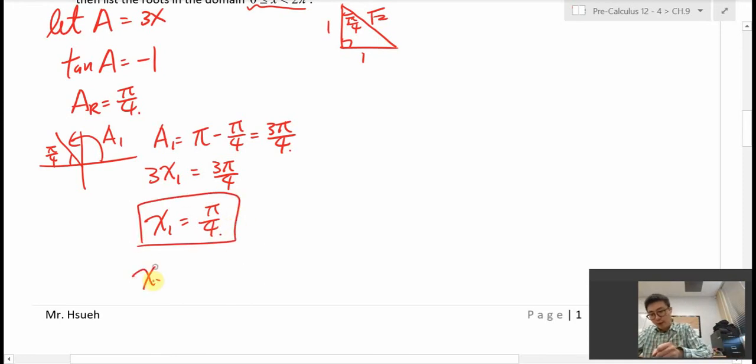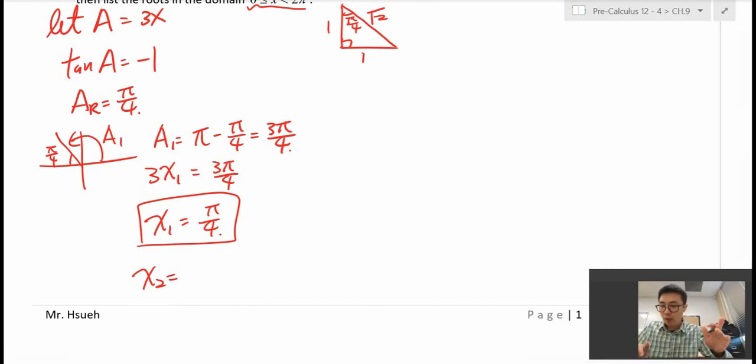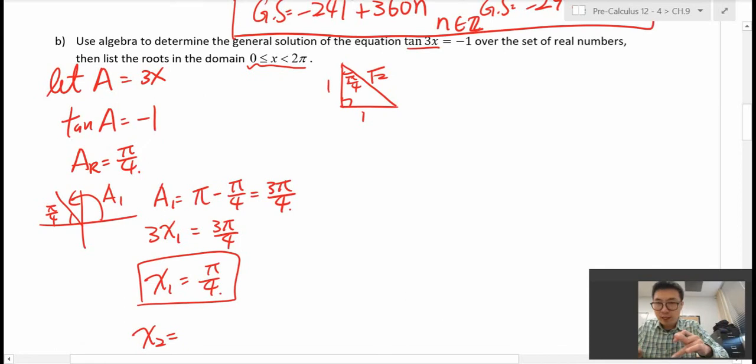And now I can find my x2 because we can find more answers by adding the period. First of all, it's tangent, so usually the period is going to be pi. Recall from Unit 8, the period for tangent is pi. However, this is not just tangent x, this is tangent 3x. So the period is actually going to be pi divided by b, so it's going to be pi over 3.